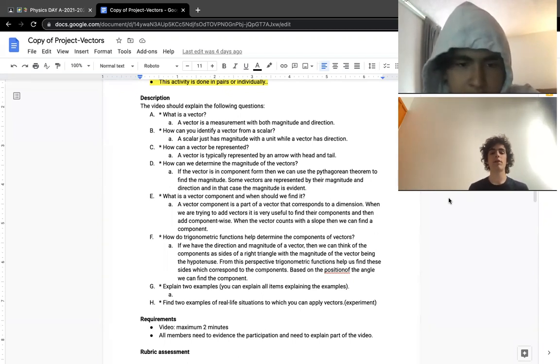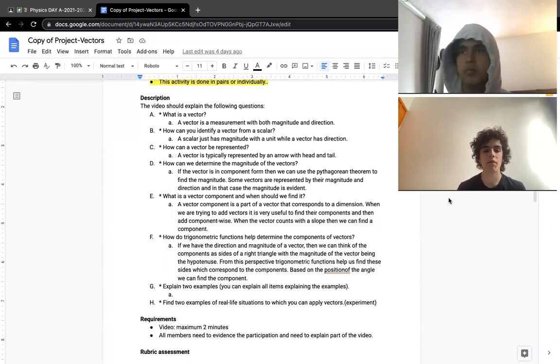Okay, so what is a vector component and when should we find it? A vector component is a part of a vector that corresponds to a dimension. When we are trying to add vectors, it is very useful to find their components and then add component-wise. When the vector comes with a slope, then we can find a component.